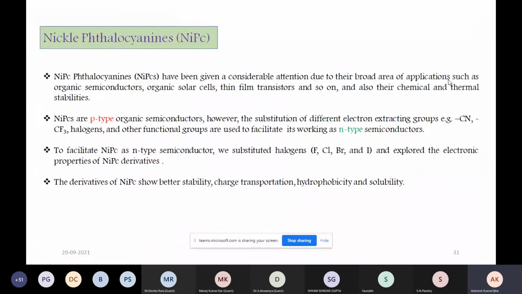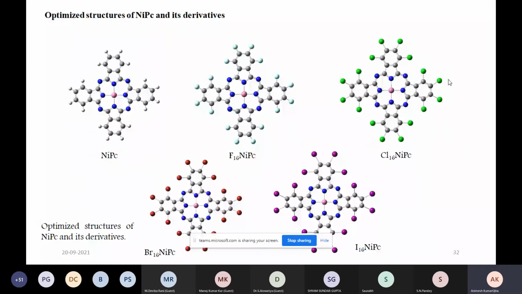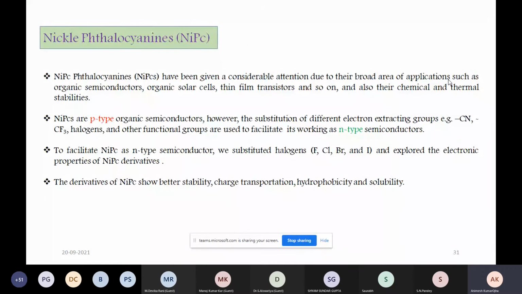This nickel phthalocyanine, that is NiPc, is the short form. And what I have done is, it is a well-studied material as an electron transport layer, okay. So what I have done, I have actually replaced the hydrogen by these anions, okay. So we see here the NiPc are p-type organic semiconductors.